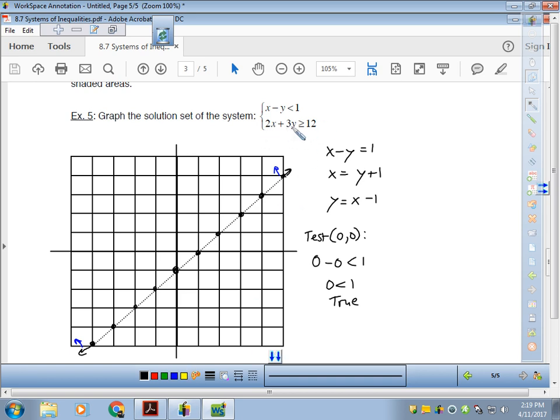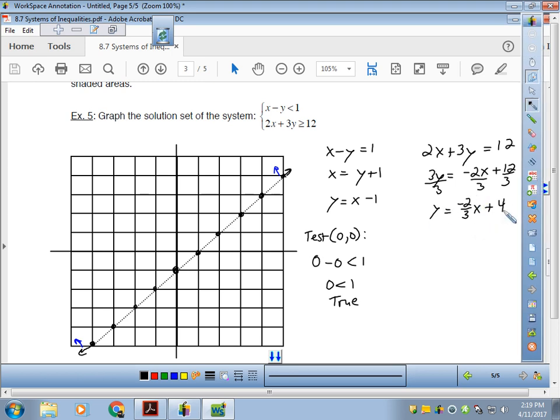Right, let's look at our other inequality. We have 2x plus 3y equals to 12. Move the 2x over, 3y equals negative 2x plus 12. Divide everything by 3. Y is equal to negative 2/3 x plus 4. So that's a line with a slope of negative 2/3 and a y-intercept of positive 4.